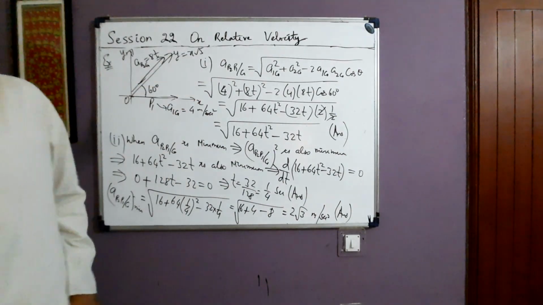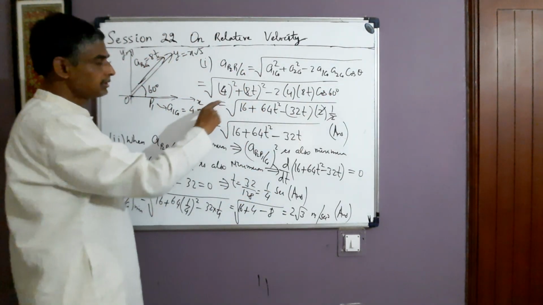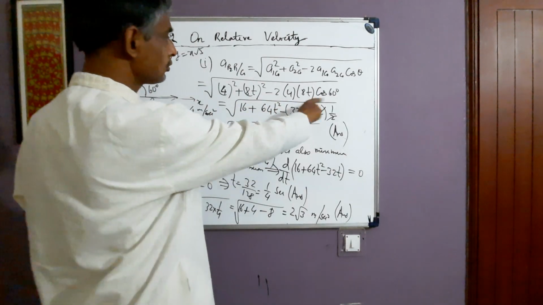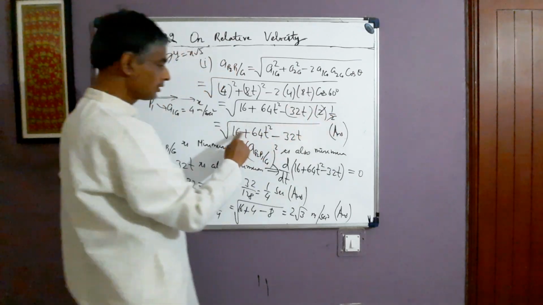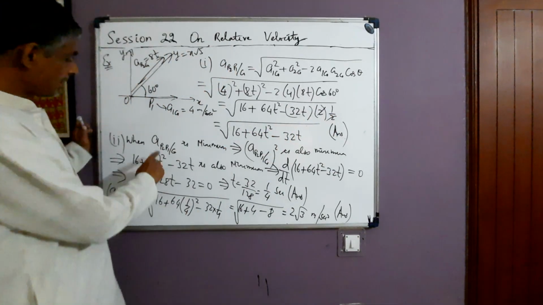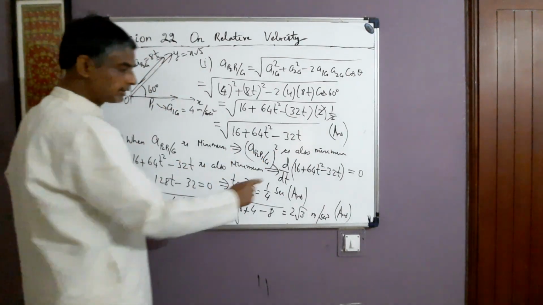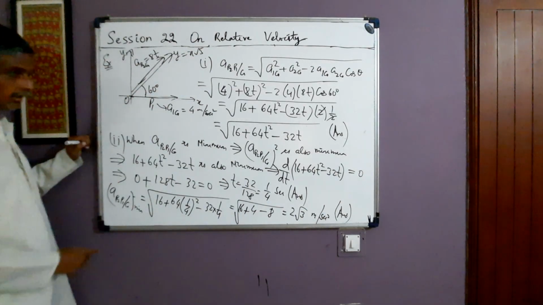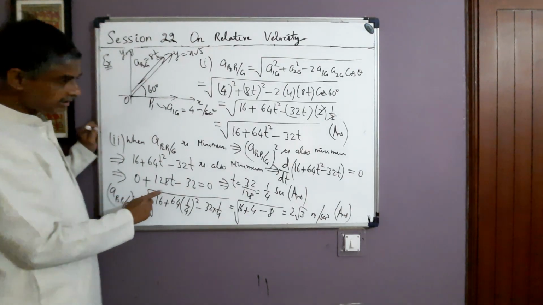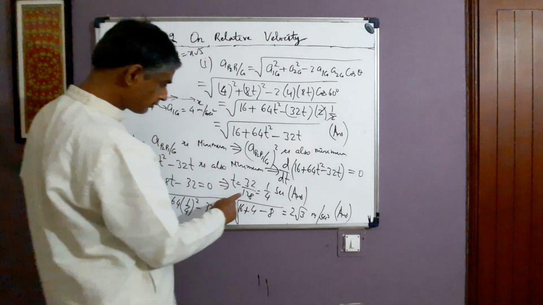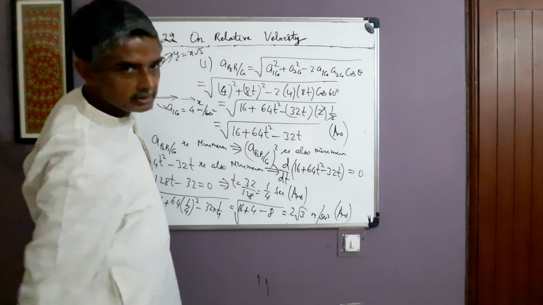Alright, let me confirm that there is no calculation mistake. 4 square plus 8t square minus 2 into 4 into 8t into cos 60, half. So 16 plus 64t square minus 32t. This is the answer to the first part of the question. When A P2 P1G is minimum, the square of this is also minimum. That means d by dt of this is 0. Differentiating using the rules of differential calculus, 0 plus 128t minus 32 is 0. T becomes equal to 1/4 second. At t equal to 1/4 second, A P2 P1G has minimum magnitude.